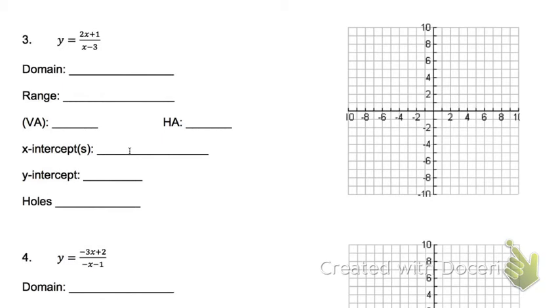So here we have 2x plus 1 over x minus 3. The first thing you want to do is simplify first to check for holes. For instance, if I could cancel anything out, that would make life easier and I would know that I have a hole. But most of the time it's going to be in its simplest form. I will say that.